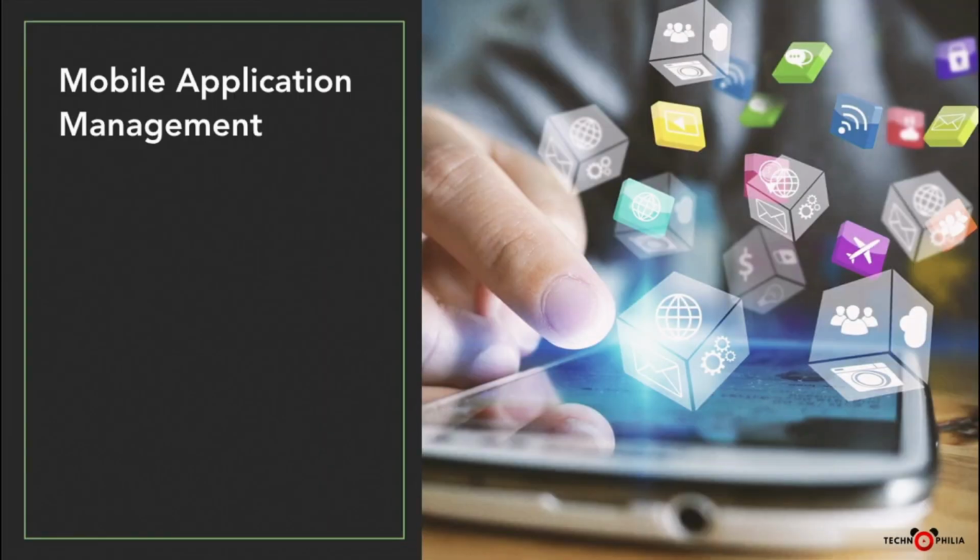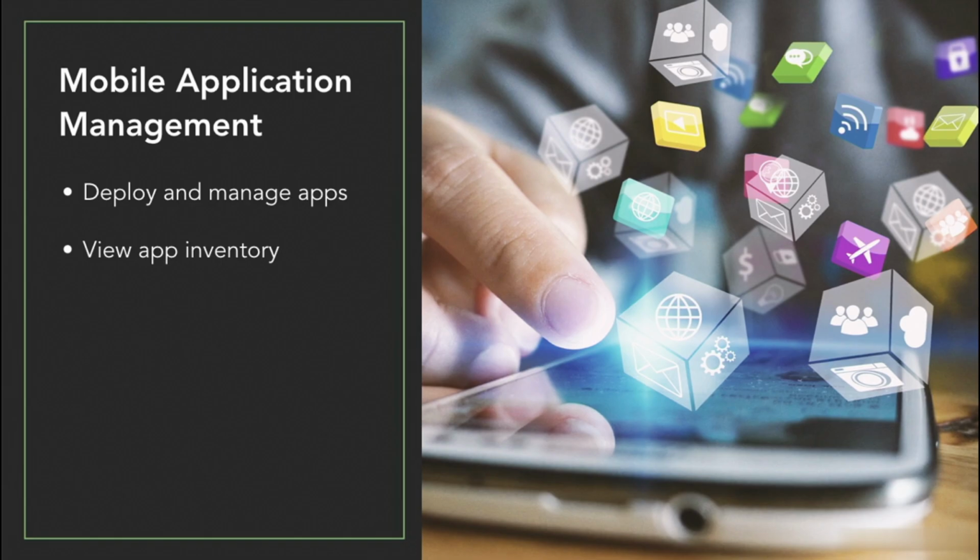Intune also provides mobile application management, which is used to deploy and manage apps. You can also view an inventory of apps installed on devices, including their properties and assignment status. App configuration policies allow you to customize apps. For example, you can pre-configure settings within Outlook, automatically connecting to your Exchange server when first run so that your users do not need to configure Outlook.